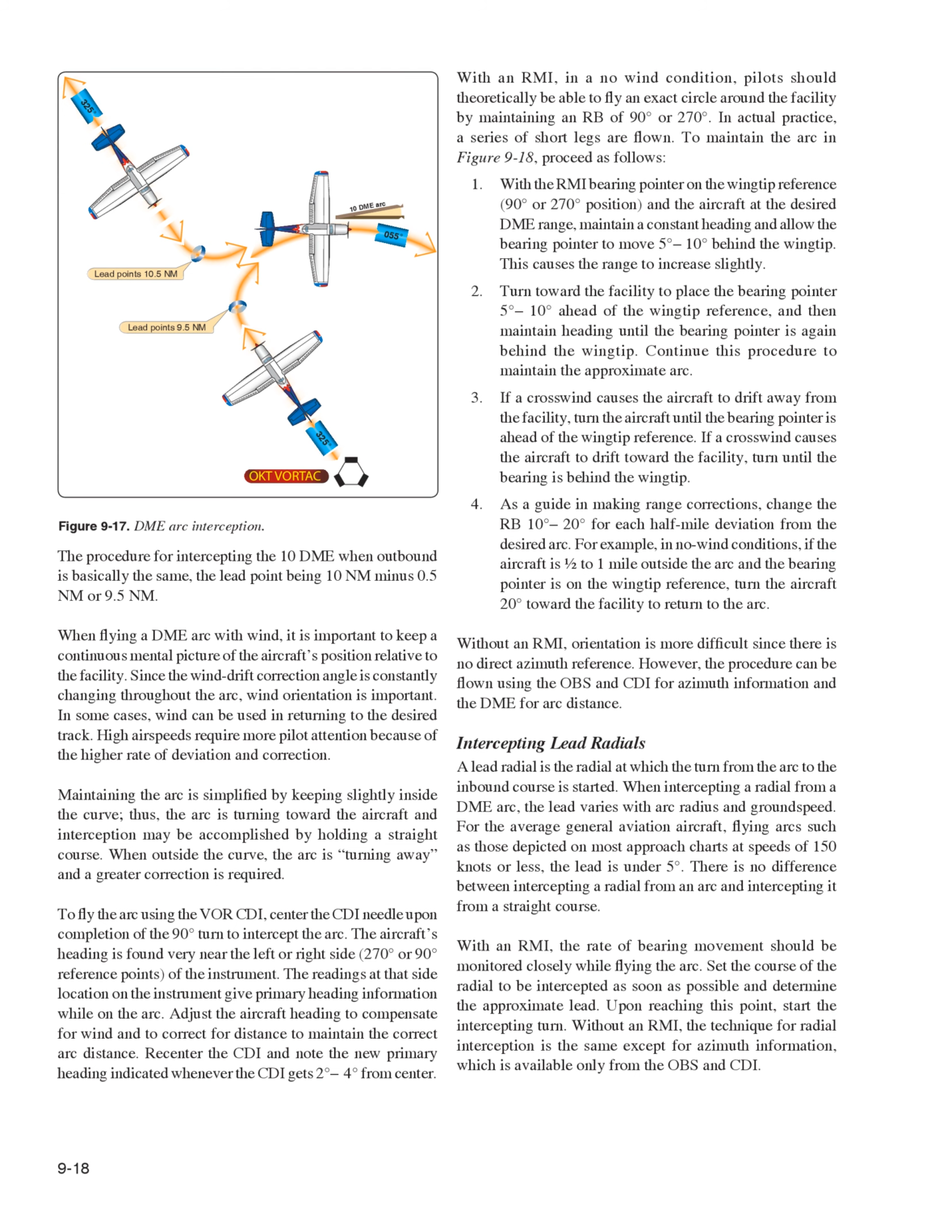With an RMI, the rate of bearing movement should be monitored closely while flying the arc. Set the course of the radial to be intercepted as soon as possible and determine the approximate lead. Upon reaching this point, start the intercepting turn. Without an RMI, the technique for radial interception is the same except for azimuth information, which is available only from the OBS and CDI.